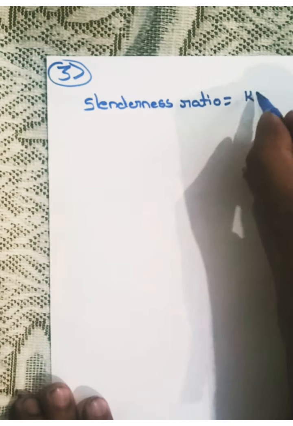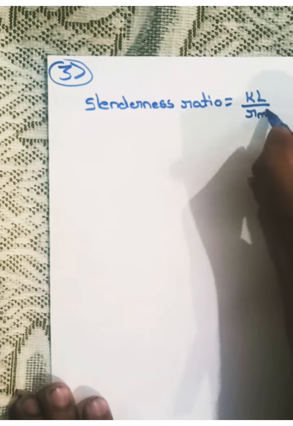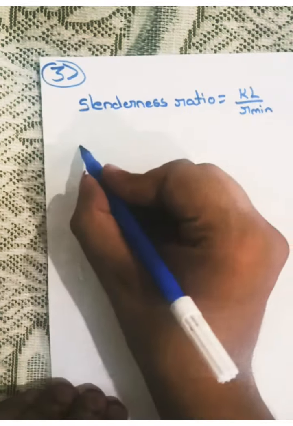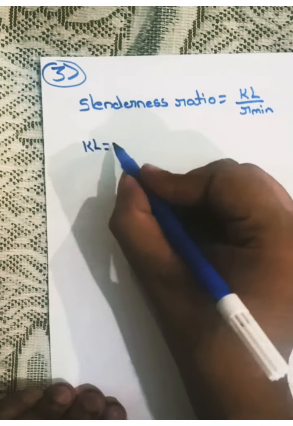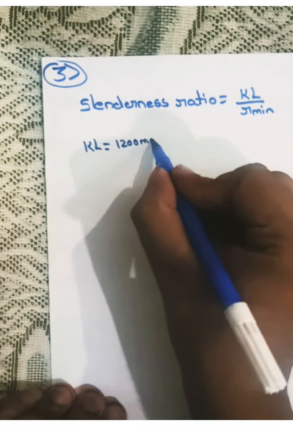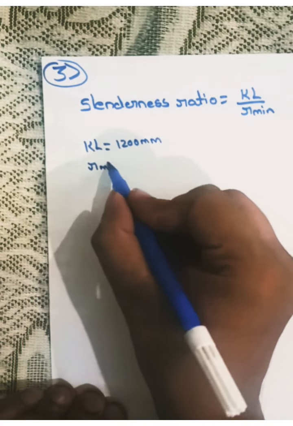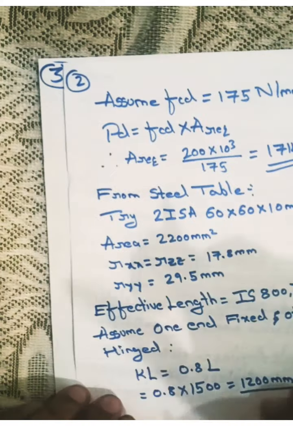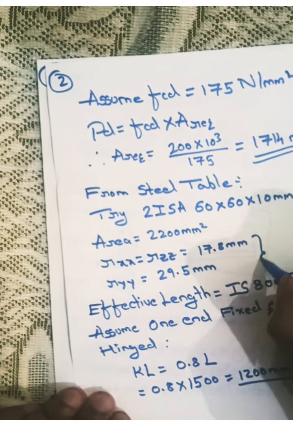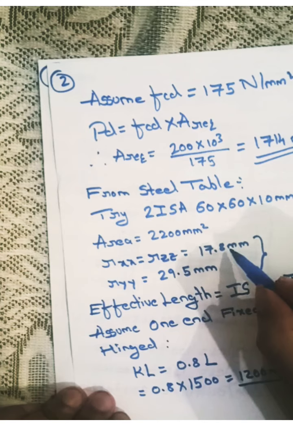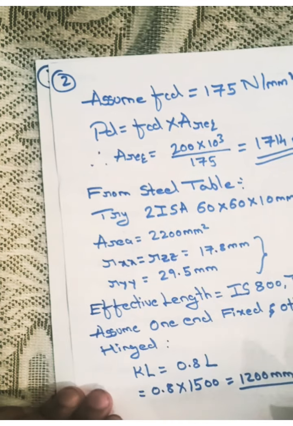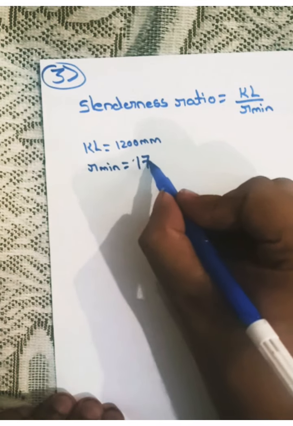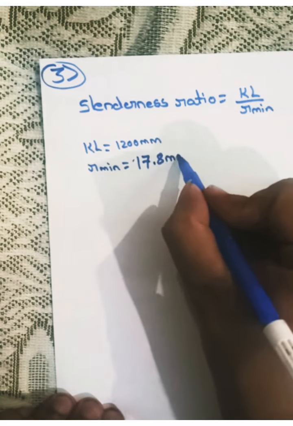That is KL by r minimum. So KL we have 1200 mm and r minimum is lesser of rxx or ryy. So here rxx is 17.8 and ryy is 29.5. So it is 17.8 mm.